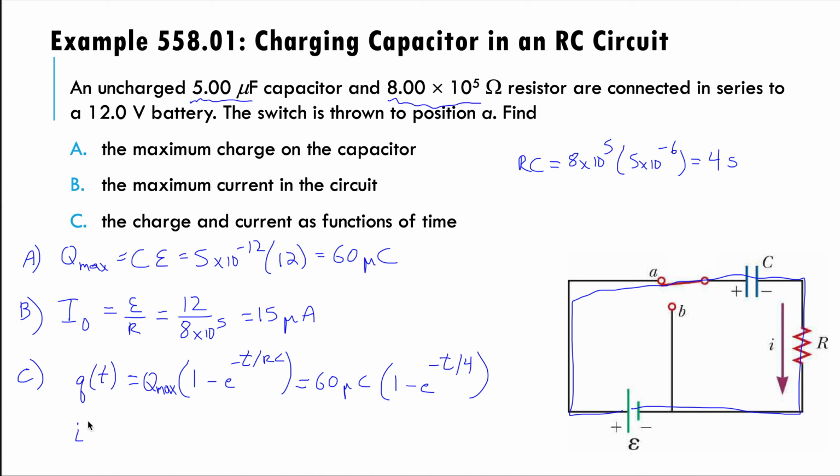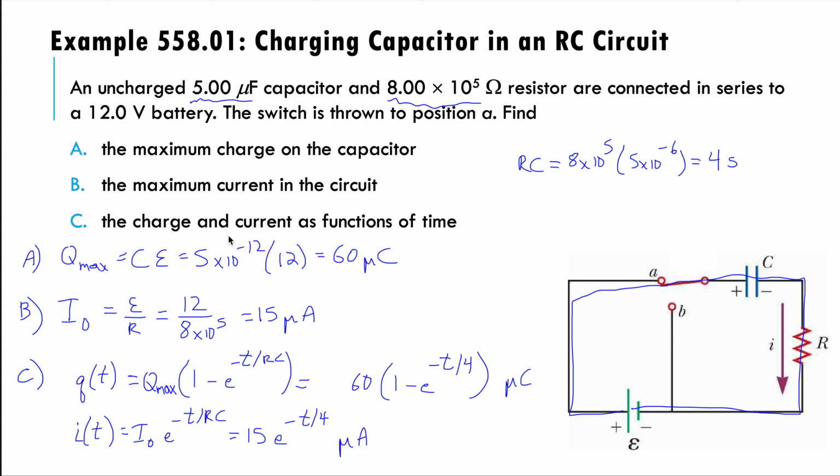And then the current as a function of time, we said was equal to the maximum current times e to the negative t over RC. So just plug the numbers in. We're going to get 15 microamps. And actually, we can just put the units at the end here. It looks a little bit neater if we do it like this. 15 e to the negative t over 4, and the units will be in microamps.